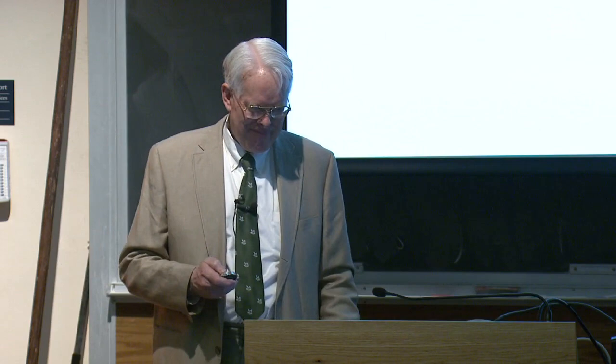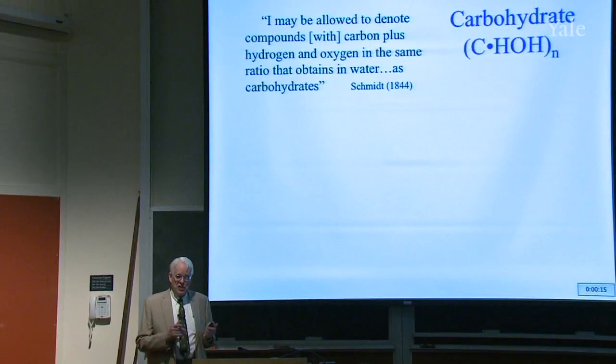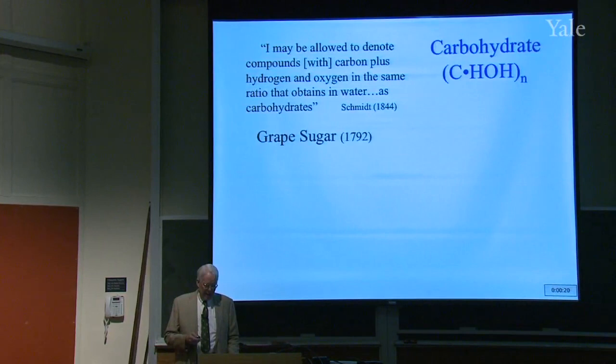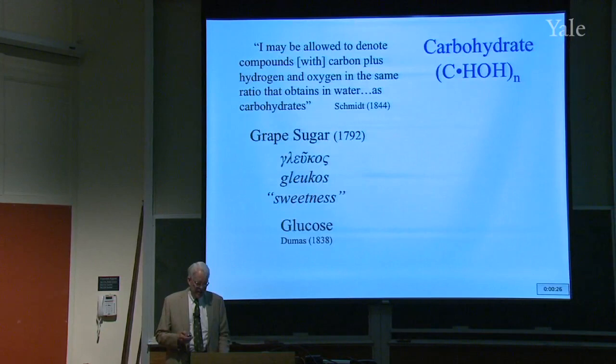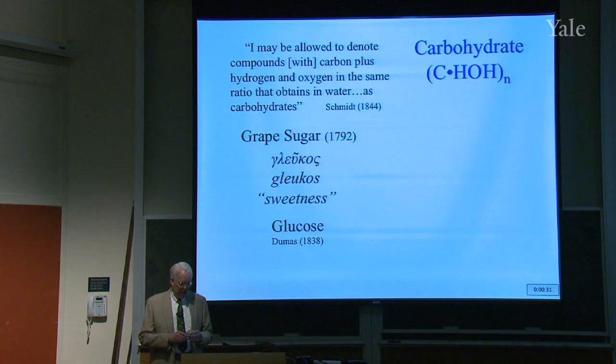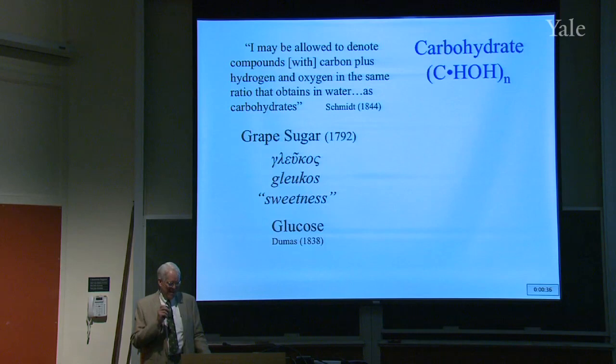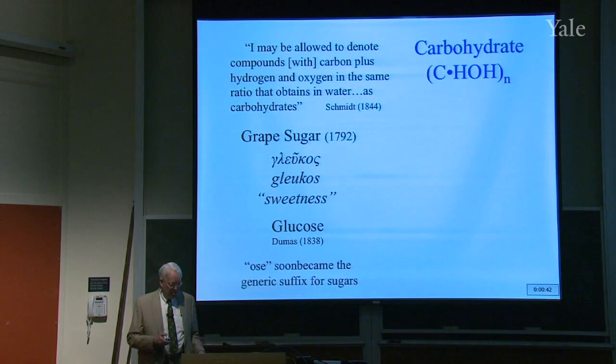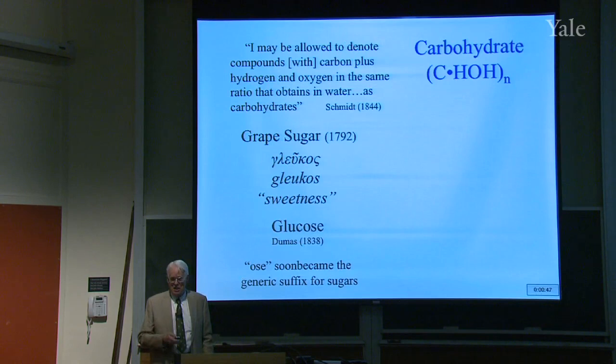Okay, so we saw last time that they're carbohydrates, and I found who used the word first. It was a guy named Schmidt in 1844. He said, I may be allowed to denote compounds with carbon plus hydrogen and oxygen in the same ratio that obtains in water as carbohydrates. That is, it doesn't have to be one-to-one, one carbon to one water. So there were examples known, like grape sugar, which was isolated pure in 1792. And it was given by Dumas the name glucose, which comes from the Greek word glykos, which means sweetness. Okay, so that's where glucose came from. But even more important, the ose ending, which is just part of the word glucose, came to be the generic ending for all sugars. So when you see something ending in ose, it means it's one of these carbohydrates.